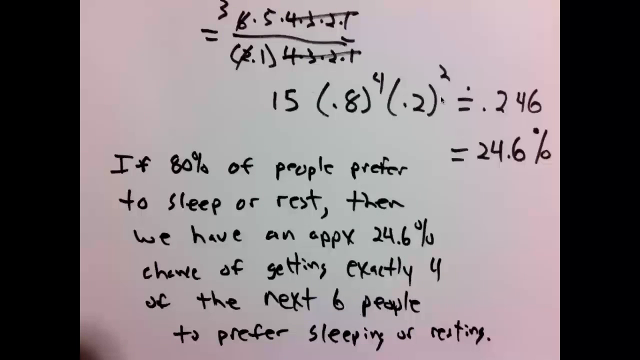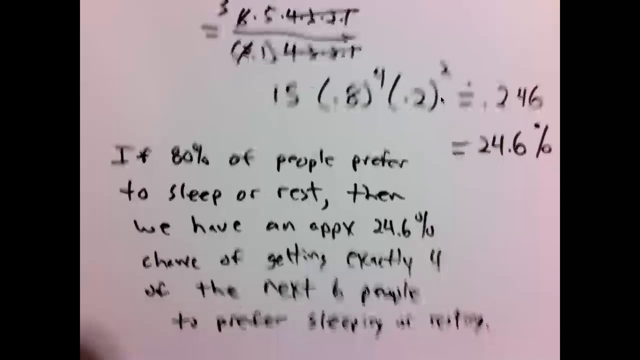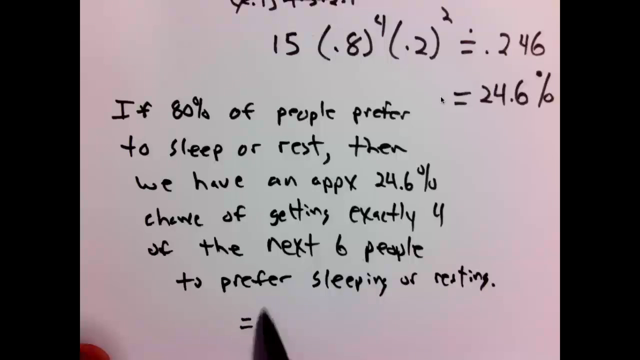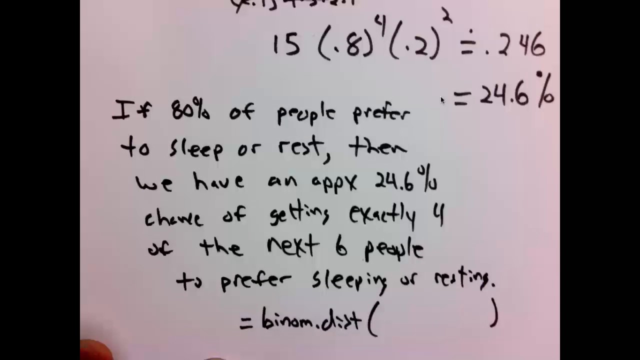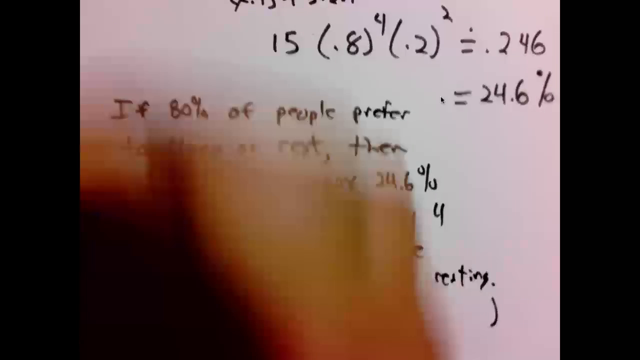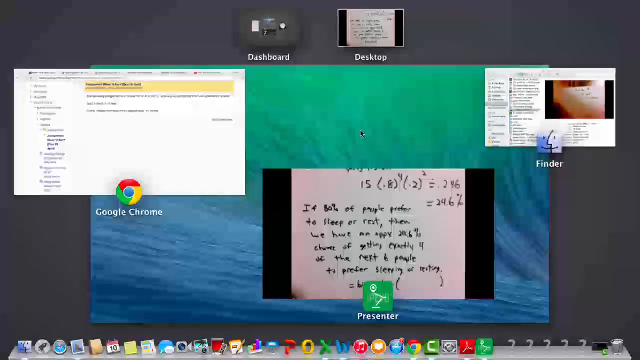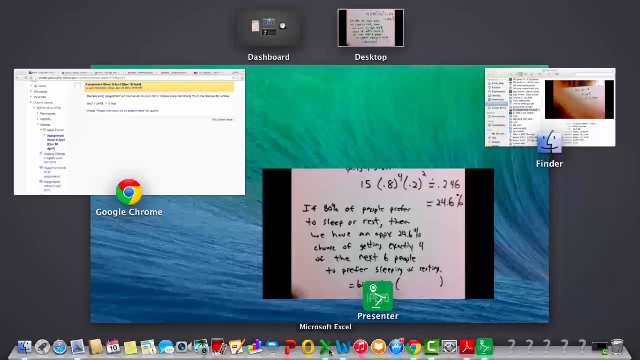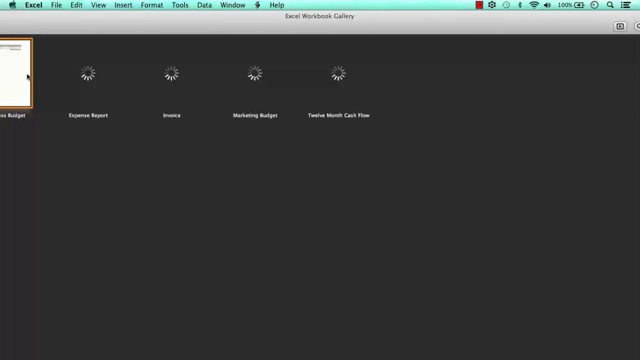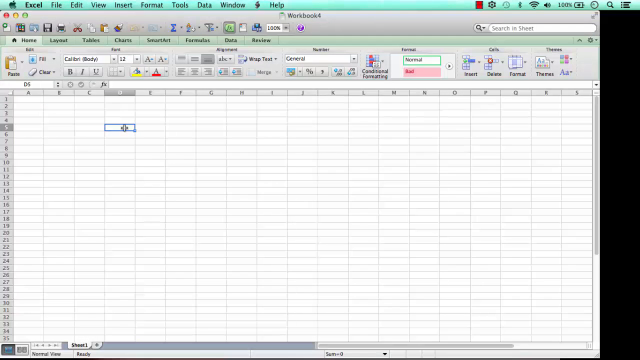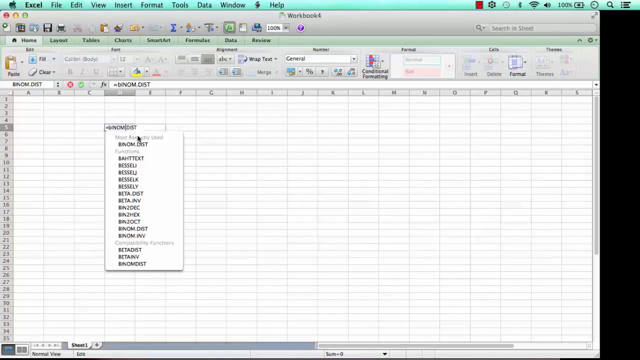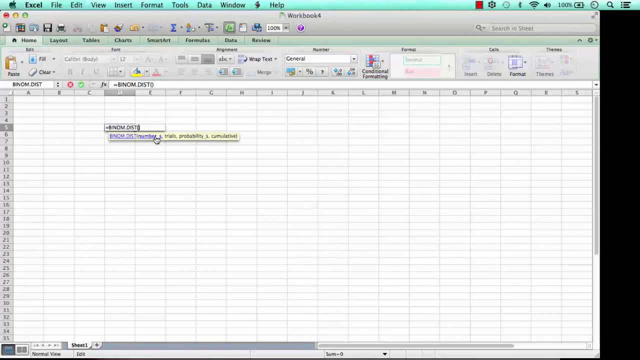Recall the command on Excel. On Excel, you can hit equals binom.dist, and then it calls for 4 entries. I'm going to show on Excel now. Equals binom.dist. Clicking on that, you will see it prompts for number S.